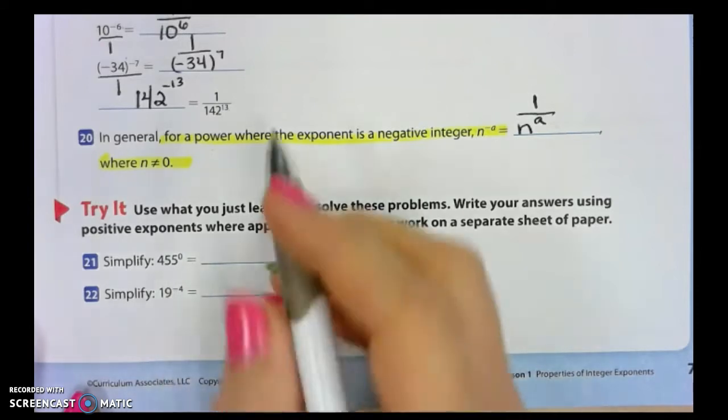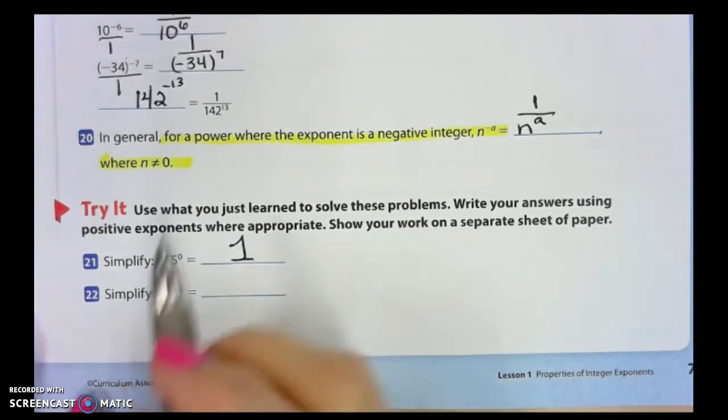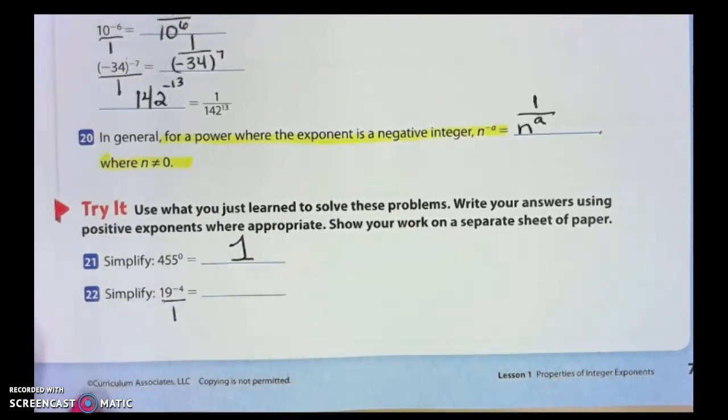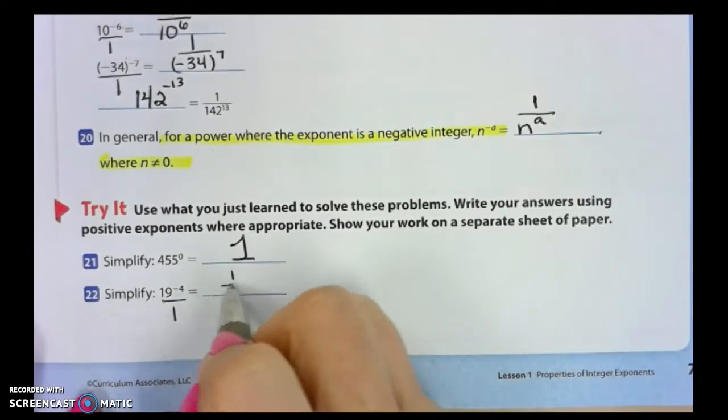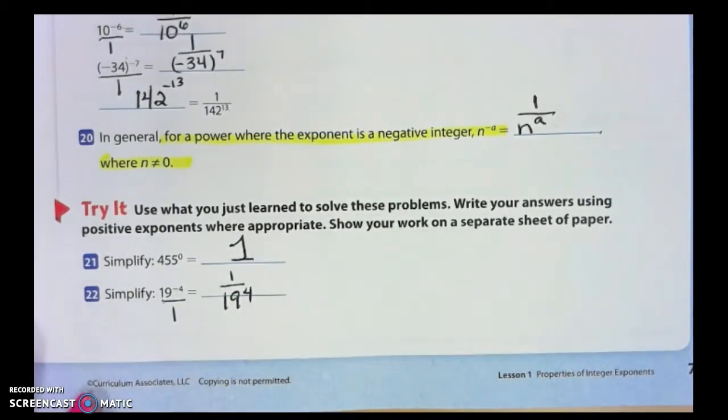455 to the 0 times is just 1. Simplify 19 to the negative 4. That's a negative exponent. Make it a fraction. Flip the reciprocal. Make the exponent positive. That is your answer.